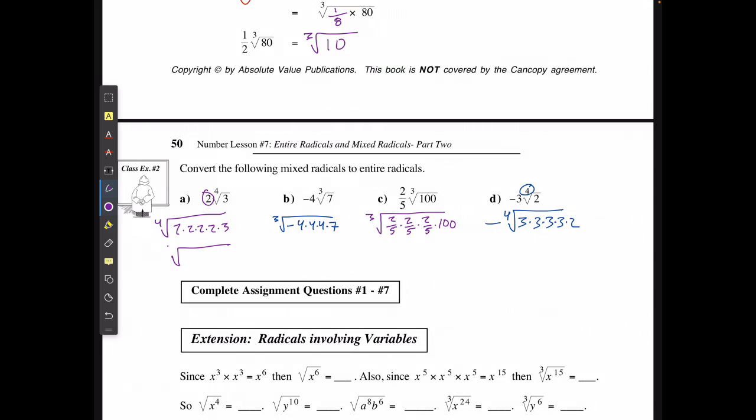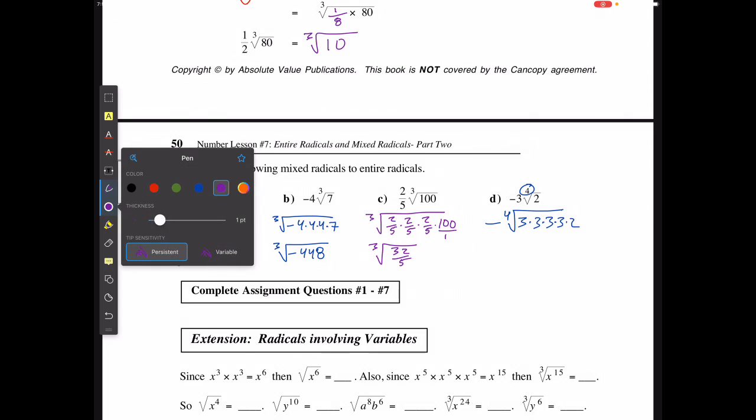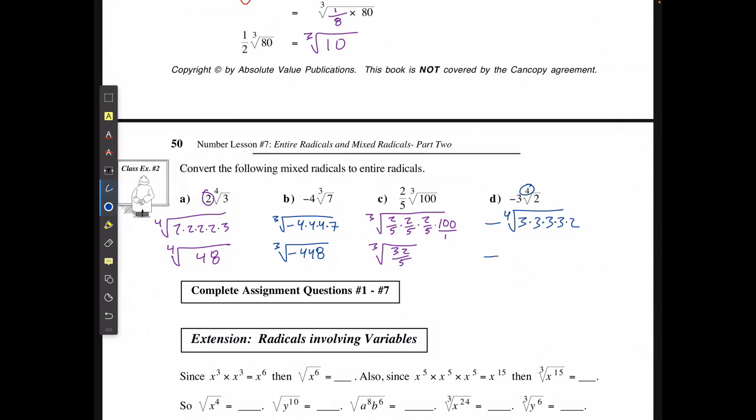And what do I get when I simplify these? Well, the first one gives me the 4th root of 48. The second one, when I multiply the 4 times 4 times 4 times 7, gives me the cube root of negative 448. The third one, if I said this was over 1, would be the same as 800 over 125, but I'm going to reduce that and say that it's going to be 32 over 5. And for example D, I have the negative on the outside, I have the 4th root, and it's going to be 162.